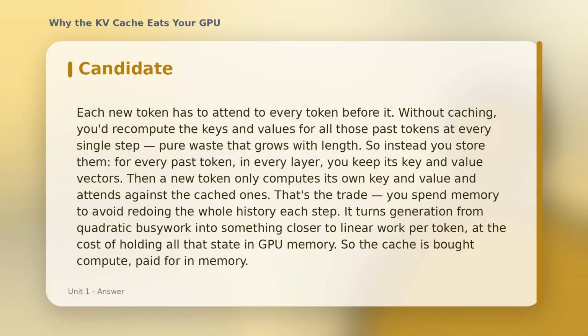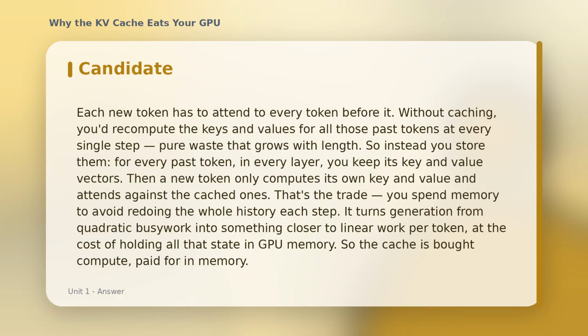Each new token has to attend to every token before it. Without caching, you'd recompute the keys and values for all those past tokens at every single step. Pure waste that grows with length. So instead, you store them. For every past token, in every layer, you keep its key and value vectors. Then a new token only computes its own key and value and attends against the cached ones. That's the trade. You spend memory to avoid redoing the whole history each step.